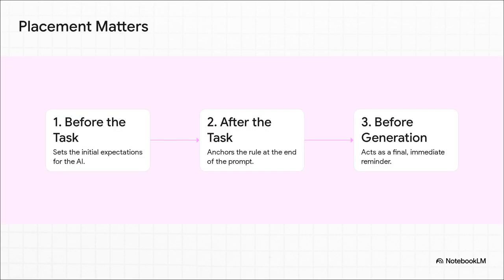And where you put the repetitions is a huge deal. The best practice is to create a prompt sandwich. You state the rule once at the very beginning to set the stage. Then you put your main request in the middle, and you repeat the rule one more time at the very end right before the AI starts typing.